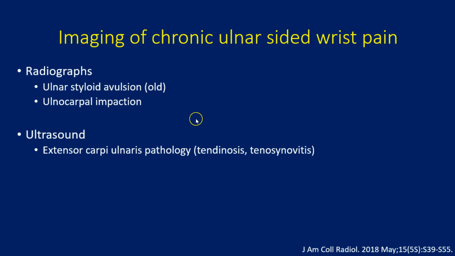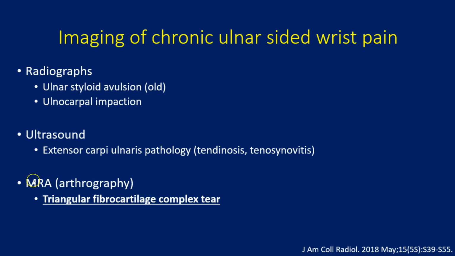Ultrasound imaging is useful throughout the musculoskeletal system to evaluate pathology of tendons and adjacent accessible superficial anatomy. So in the setting of ulnar-sided wrist pain, ultrasound can be helpful for evaluating derangement of the extensor carpi ulnaris tendon. In particular, this encompasses tendinosis, so degenerative change, and surrounding tenosynovitis.